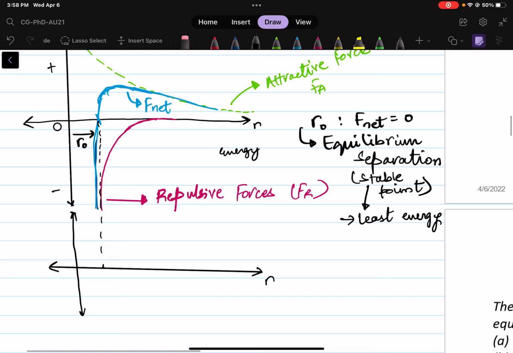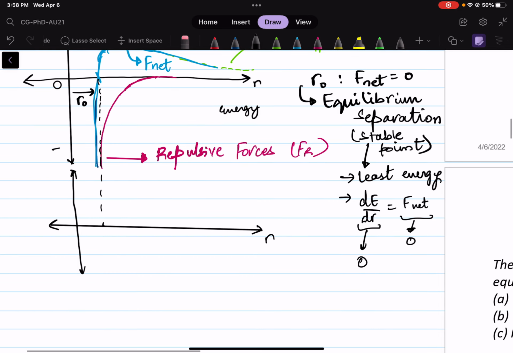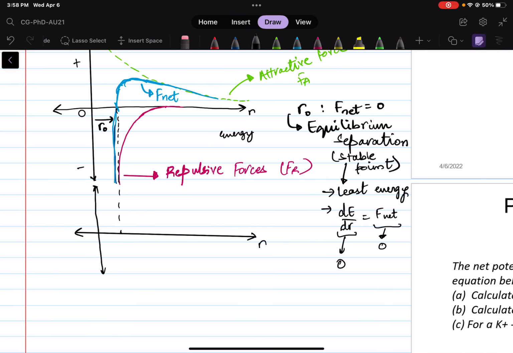And if you remember, the expression that we wrote for energy is E equals to integral of F dot dr. When force is 0, when your net force is 0, your differential or the slope of energy will also be 0. So if you now draw the attractive and repulsive forces, what you will find, let's draw those again.